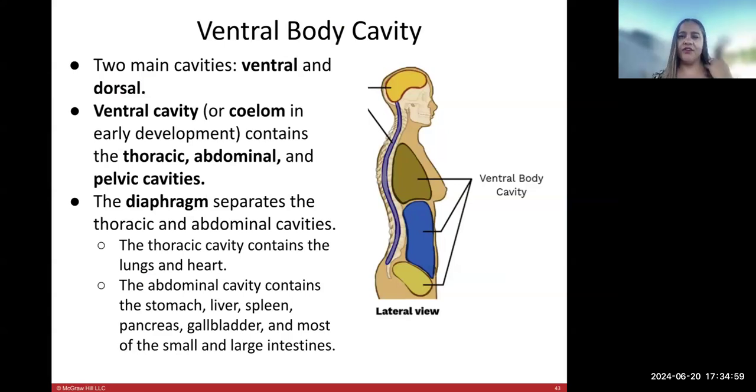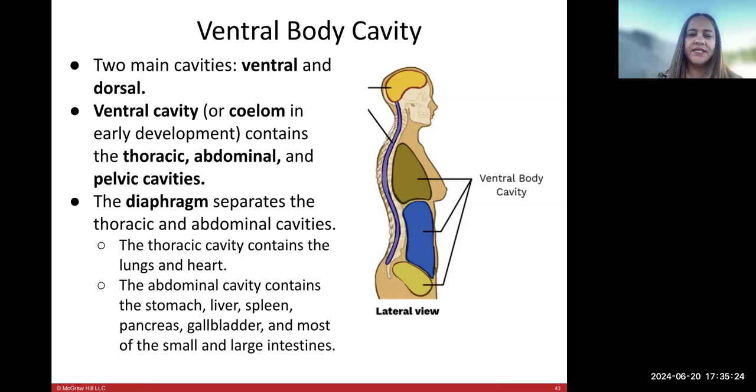Our body cavities, our ventral body cavity. There's two main ones, ventral and dorsal. The ventral cavity, or coelom, in early development. We are called coelomates because we have a complete coelom or body cavity within us. It contains the thoracic, abdominal, and pelvic cavities. The diaphragm separates the thoracic and the abdominal cavities. And the thoracic cavity contains the lungs and the heart.